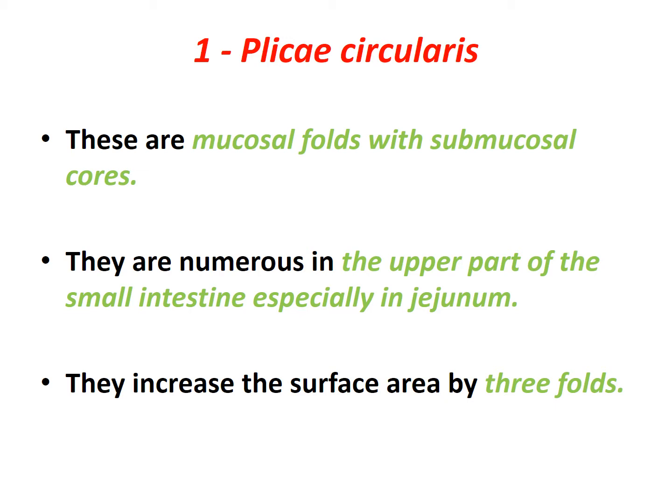They are mucosal folds with submucosal core. The mucosa forms folds. These folds take a core from the submucosa. These Plicae circularis are numerous in the upper part of the small intestine, especially in the region of the jejunum. They increase the surface area for absorption by 3 folds. Notice here, the mucosa as a whole forms folds and takes core from the submucosa.